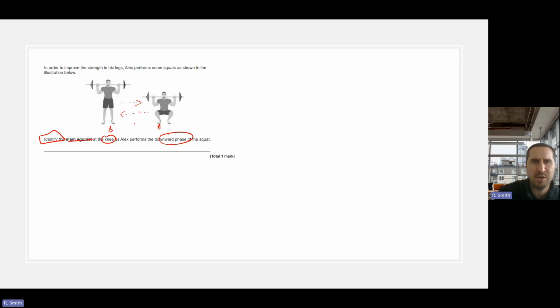This one's a little bit sneaky because it's asking for the agonist, but either way, it's the same. The only difficulty, the reason it makes it tricky, is it's an isotonic eccentric contraction. So the main agonist is the quadriceps.